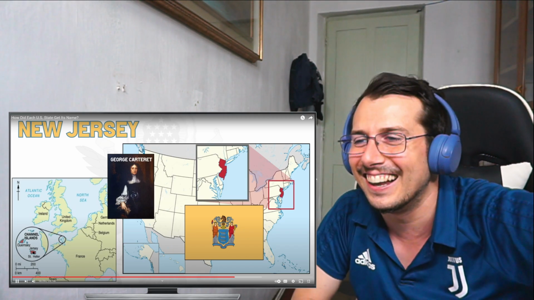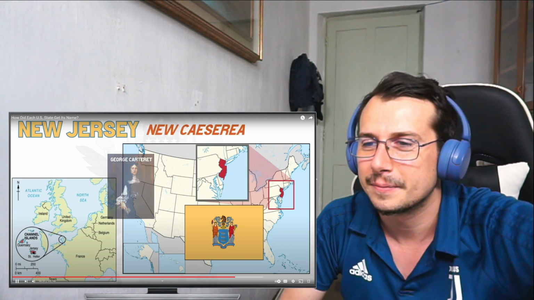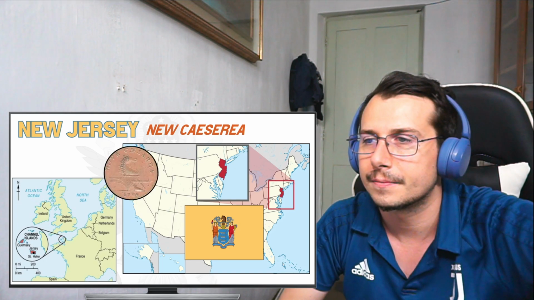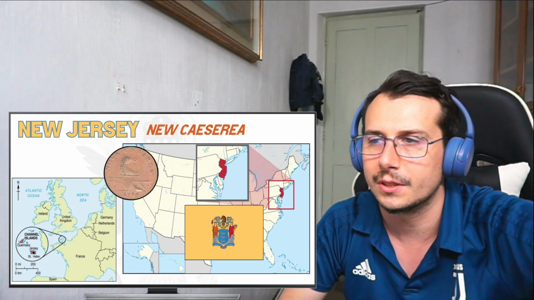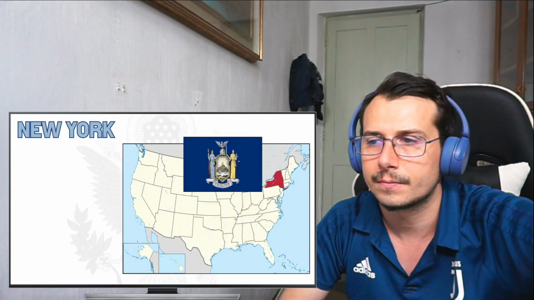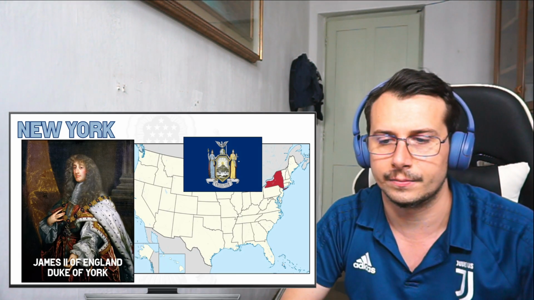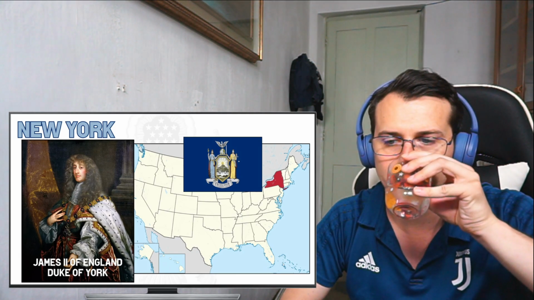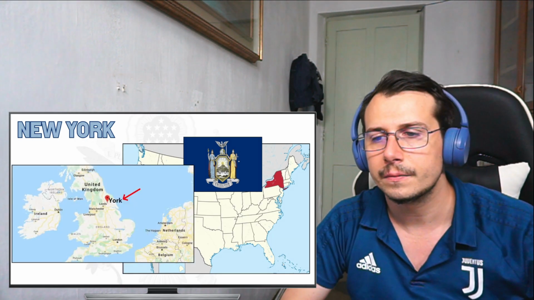The state was initially created under the name of New Caesarea because the Roman name of the original Jersey was thought to have been this during the times of the Roman Empire. And New York continues this trend, being named after the then Duke of York, later King James II of England, so both after the English town and its duke.